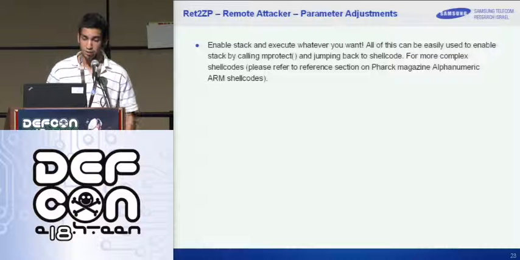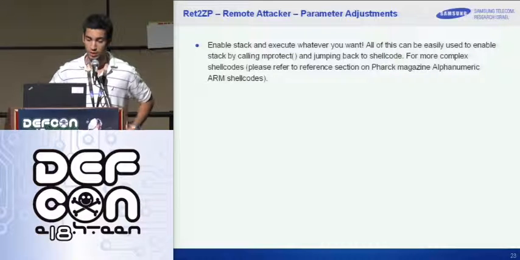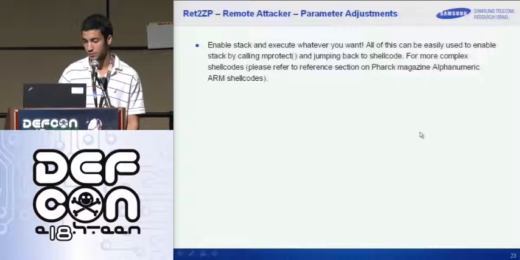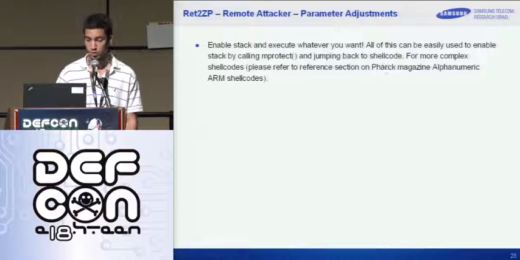What we want to do next, as a remote attacker, would be to enable the stack and execute whatever we want. That can be easily done by calling mprotect and changing our place in the memory to be executable, and then we'll have to jump on it. There is a good section on that in PoC or GTFO magazine on alphanumeric ARM shellcodes.